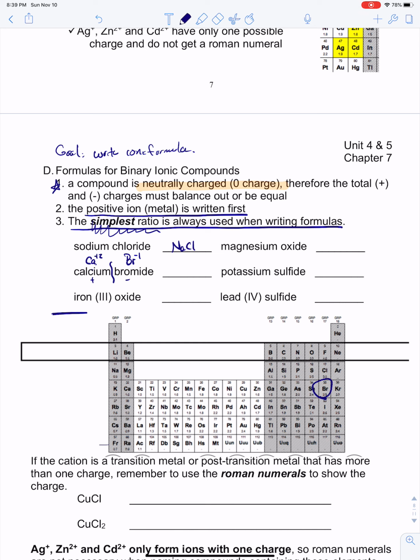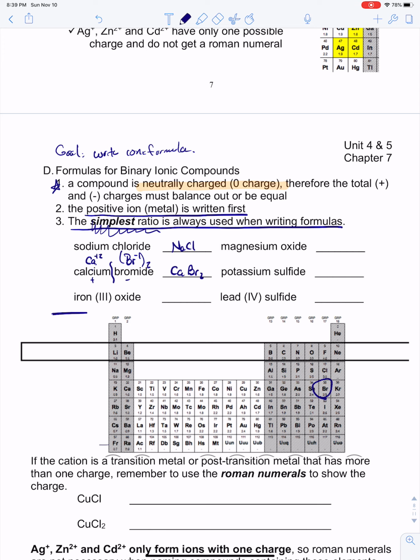And if you notice, it doesn't balance out to be 0, so we have to mathematically determine or calculate what it would be. So whatever we need to do to plus 2 charge on this one, we're going to have 2 negative 1 charges to balance it out. And the formula would be written like this, CaBr2.